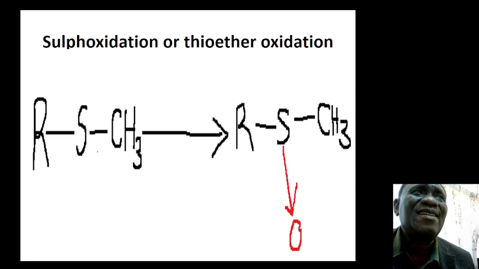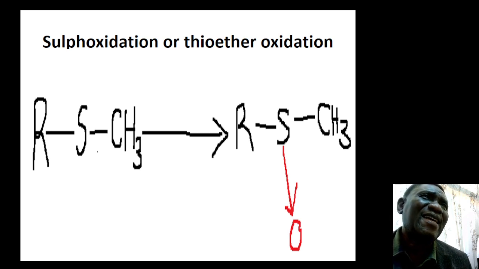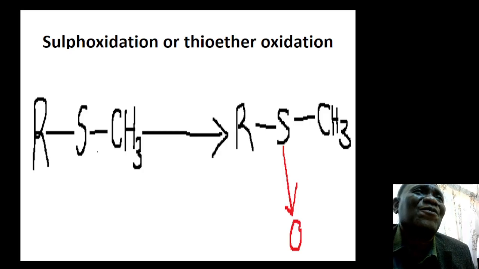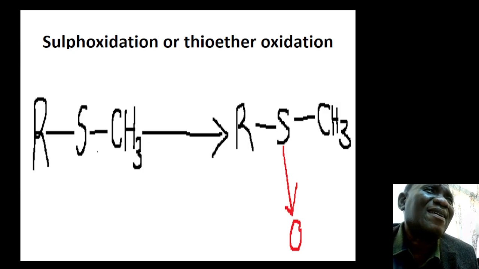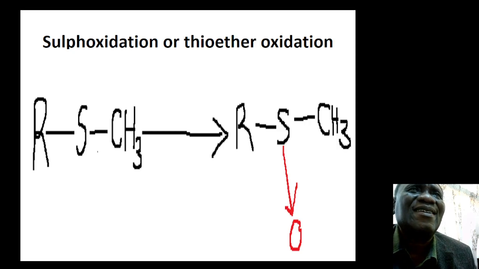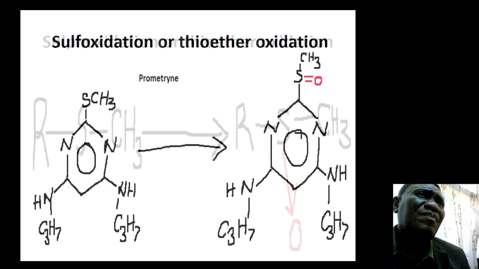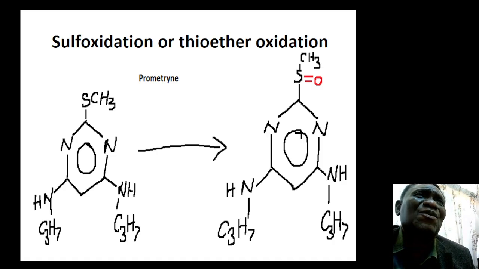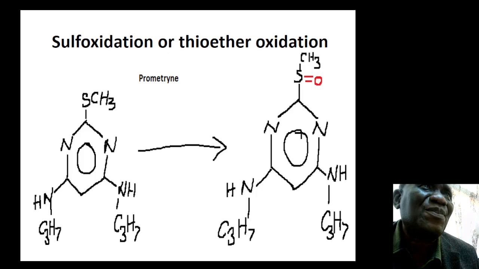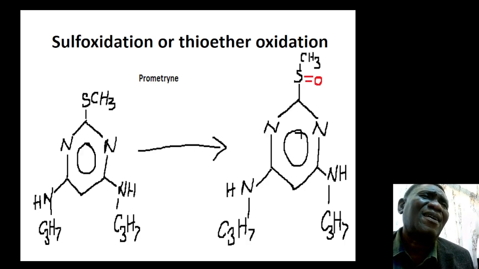For sulfoxidation or thioether oxidation, the thing to remember is that you should have a sulfur bond. So you have got RSCH3, and the sulfur there will get attached to the oxygen shown in red. And this is the sulfoxidation or thioether oxidation. It will change the activity of the herbicide. Here's an example of a herbicide with the sulfur, prometryn. You can see where the sulfur oxygen has been added, and this herbicide ceases to be the herbicide which we know, and the process is known as sulfoxidation or thioether oxidation.